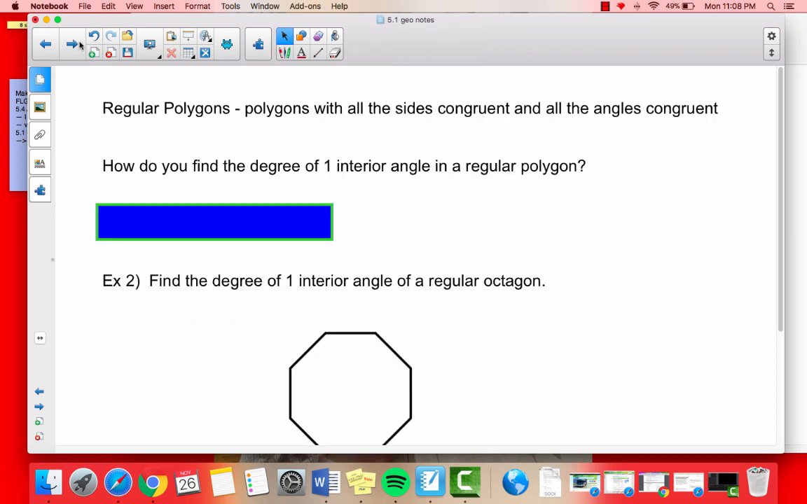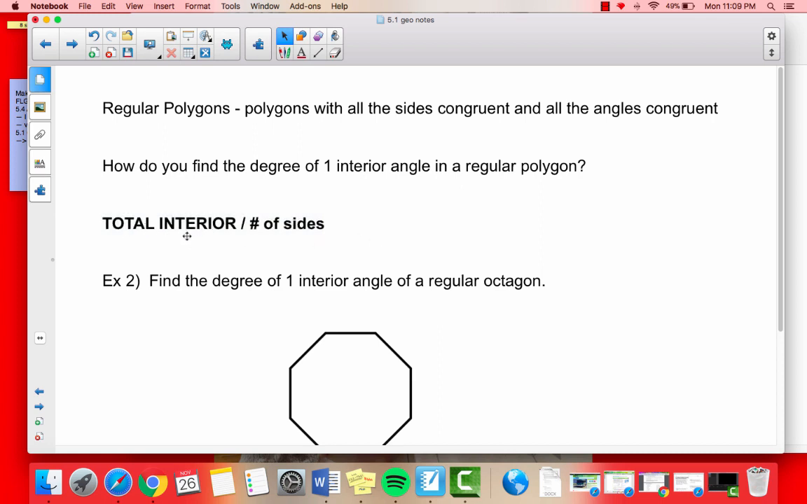The next example is focused more on our regular polygons. Remember from the investigation worksheet that a regular polygon is when all of the sides are congruent and all the angles are congruent. And the unique part about regular polygons is that we can find just one angle measure rather than having to just focus on the total angle measure, because we know all those angles are going to be equal. And to do that, the shortest way is to take the total interior measure divided by the number of sides. Obviously, this is going to change depending on the number of sides you're working with.